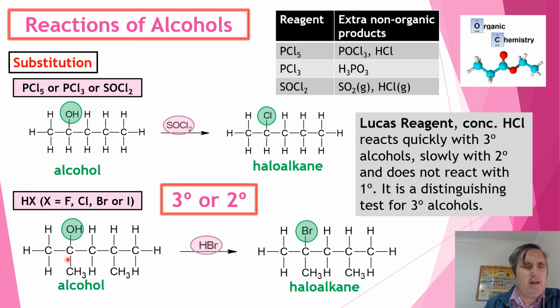If I had just a secondary, if this OH was joined, say, just here, and it was a secondary alcohol, we would have to heat it for it to react, and it would go cloudy in about 30 minutes. If we had a primary alcohol, it would not react. Hence, we use Lucas reagent when we want to confirm that we have a tertiary alcohol, because this type of reaction will happen straight away. So those are the substitution reactions of alcohol, and we've looked at the oxidation reactions of alcohol.